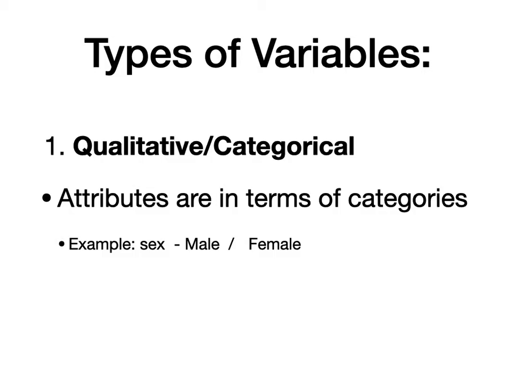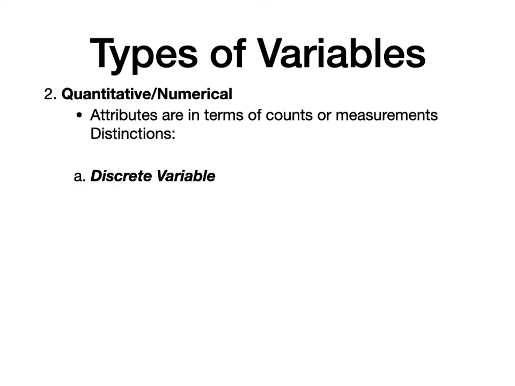Sex is a qualitative or a categorical variable. It's because it's composed of two categories or two groupings. Okay, that's a male and then a female category. And we have the second type of variables. We have what we call quantitative or numerical variables.